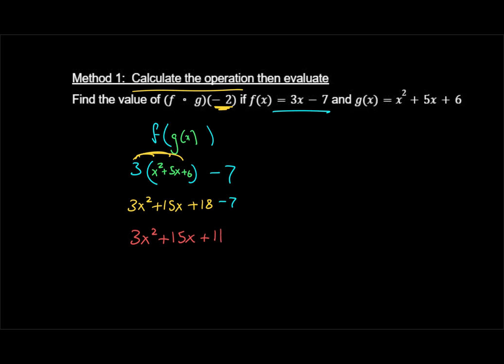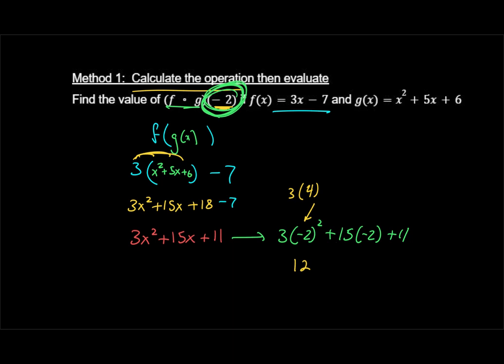Now we still have to do the evaluating part. We need to evaluate by plugging in -2 because that's what we have after our composition setup. So we'll replace x with -2, giving us 3 times -2 squared plus 15 times -2 plus 11. If I simplify this, starting with exponents, we have -2 squared, which is positive 4, and 3 times 4 is 12. 15 times -2 is -30, plus the 11 dropping down.